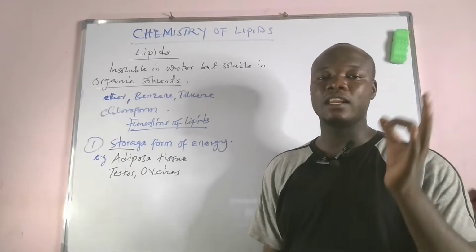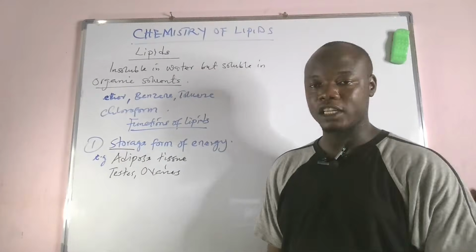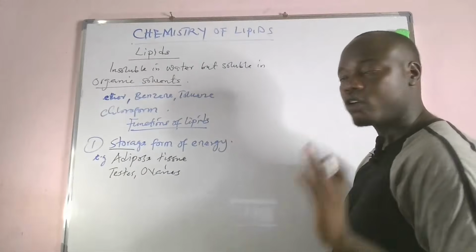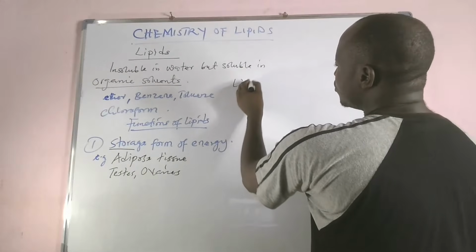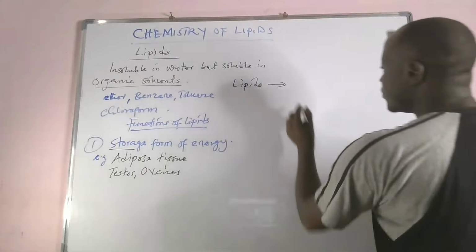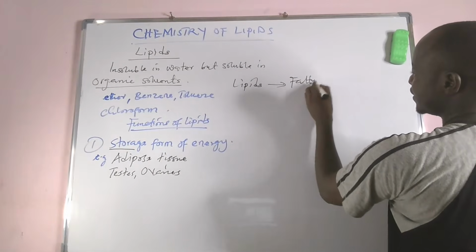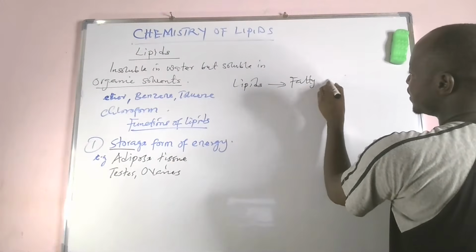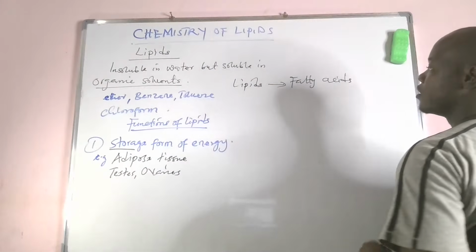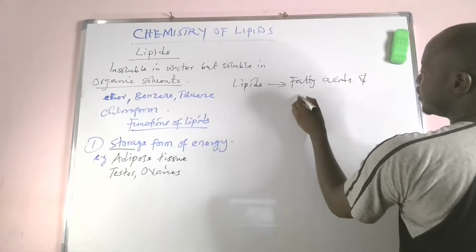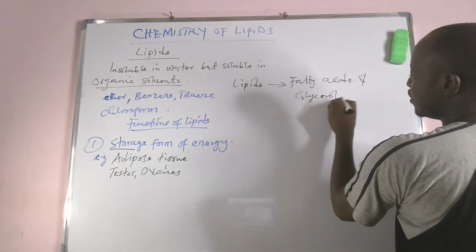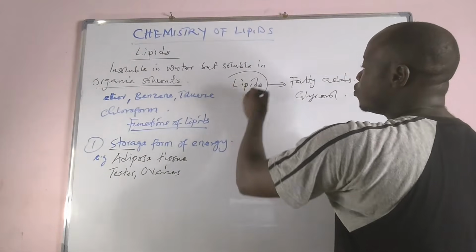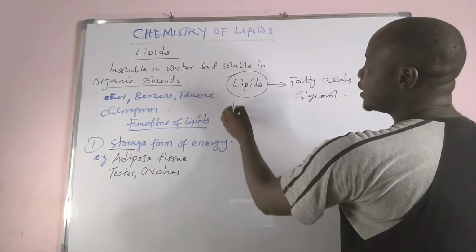So why is it that lipid has the highest amount of energy? Generally, the major component of lipids is actually made up of fatty acids and glycerol. And also, I want to mention something very important. The most important storage lipid in our body is TAG.